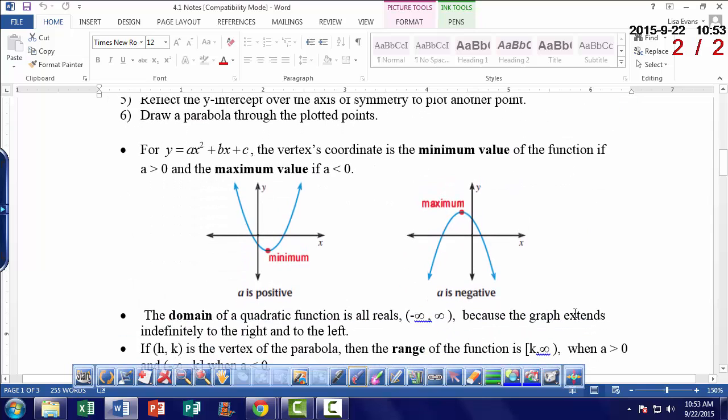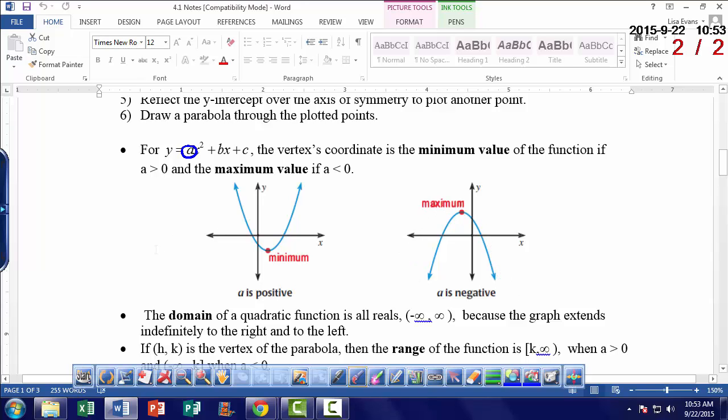The vertex's coordinate is the minimum or maximum value of a parabola. It's a minimum if a is positive. That means our parabola is opening up. It's a maximum if a is negative. That means our parabola is opening down.